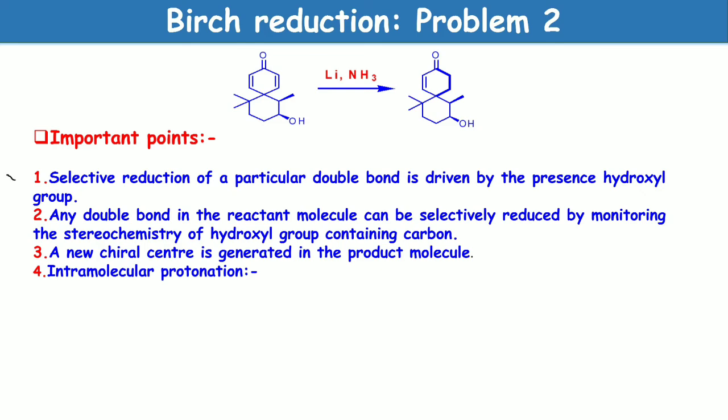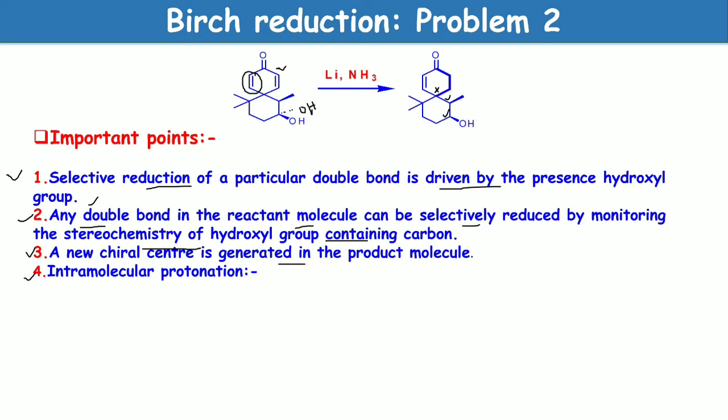The first is selective reduction of a particular double bond is driven by the presence of the hydroxyl group. Second, any double bond in the reactant molecule can be selectively reduced by monitoring the stereochemistry of the hydroxyl group containing carbon. That means if this hydroxyl group is below, then instead of this, the other double bond will be selectively reduced, right? Third is a new chiral center is generated in the product molecule. So this is the new chiral center along with this and this. And the fourth is intramolecular protonation.